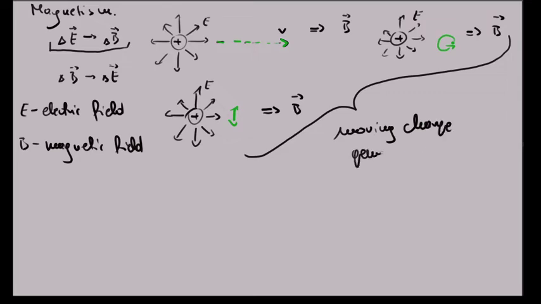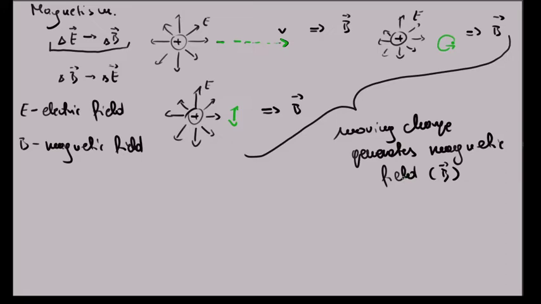generates a magnetic field. And the symbol for that is B. Now again, why is it that that's the case? Who knows? But it is something that we can certainly observe.